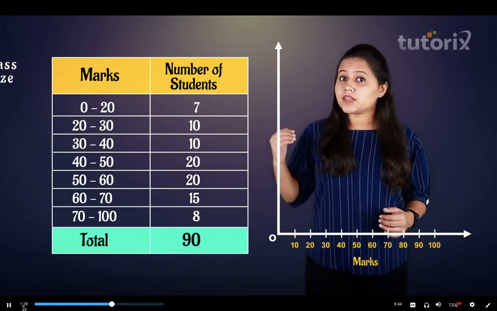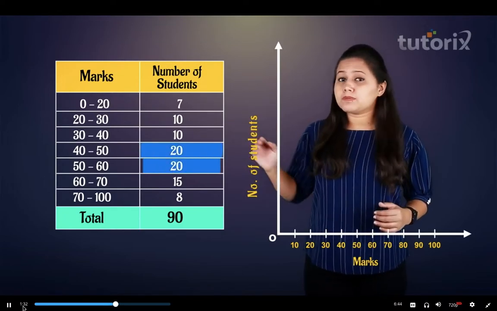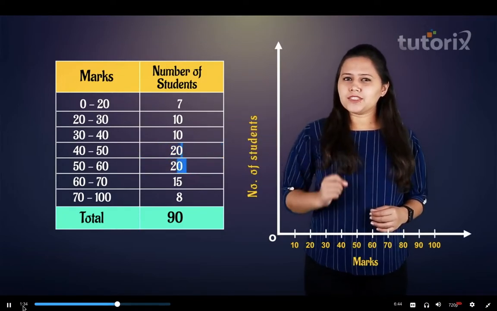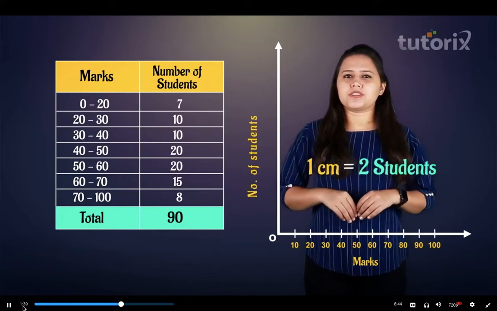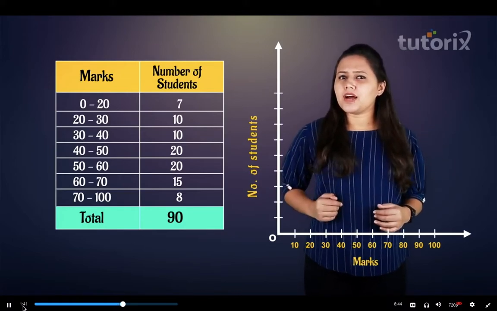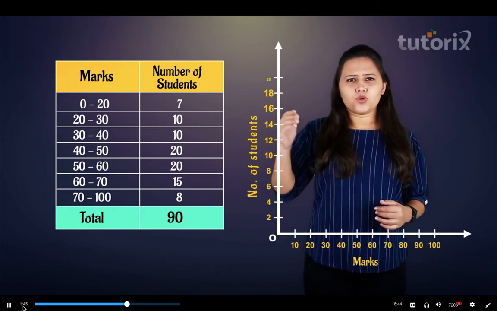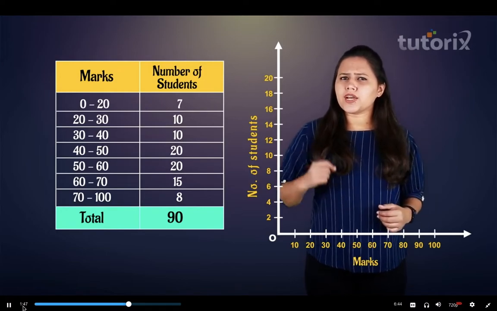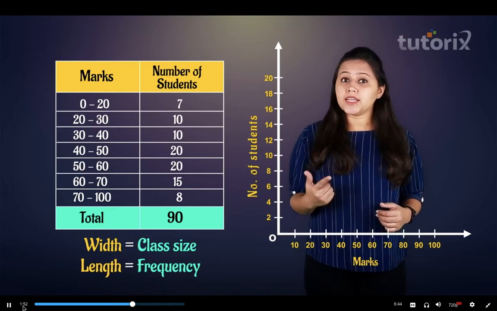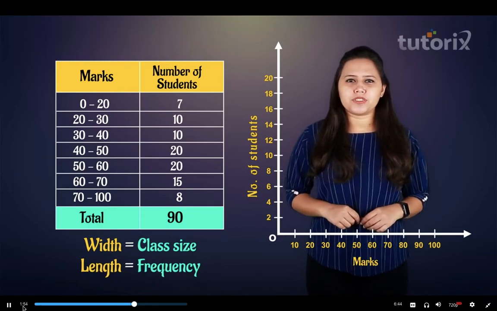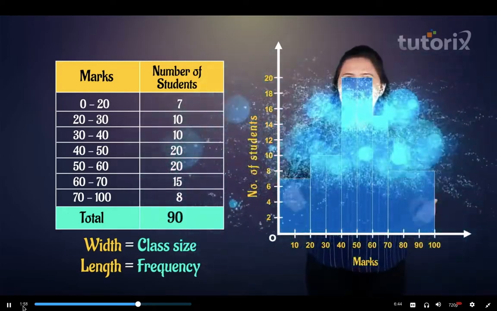Next, we represent the number of students on the vertical axis. Since the maximum frequency is 20, let's choose the scale as 1 centimeter is equal to 2 students. Thus, the markings are 2, 4, 6, 8 and so on. Lastly, draw rectangular bars of width equal to the class size and lengths equal to the corresponding frequencies. So, in this way, we get the required histogram.